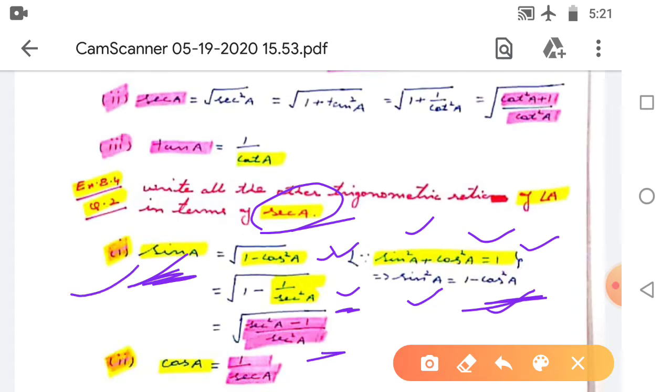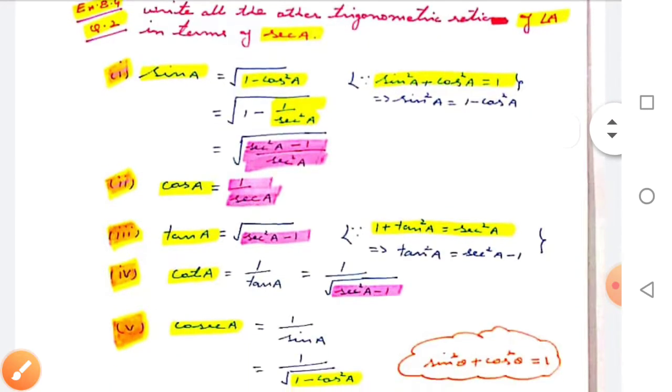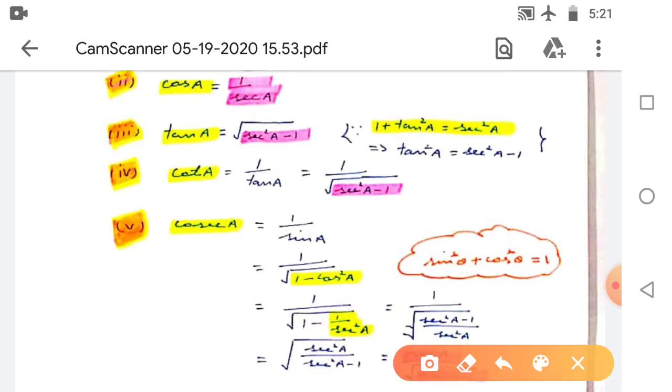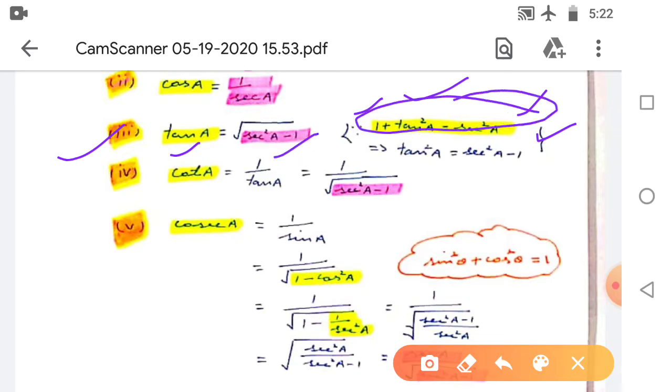Now second part, we take cos A, and this is simple. Cos A is equal to 1 upon sec A, right? Now come to tan A, cot A and cosec A. So look here, tan A. We know 1 plus tan square A is equal to sec square A. This is the identity. Tan square theta plus 1 is equal to sec square theta. So here, instead of writing tan A, we can write under root sec square A minus 1 by using this identity. That is 1 plus tan square A is equal to sec square A, and so tan square A is equal to sec square A minus 1.